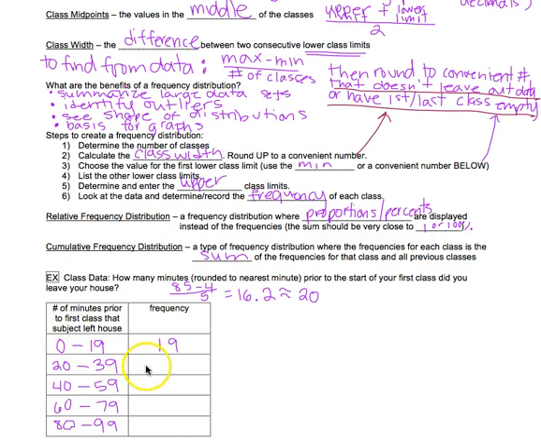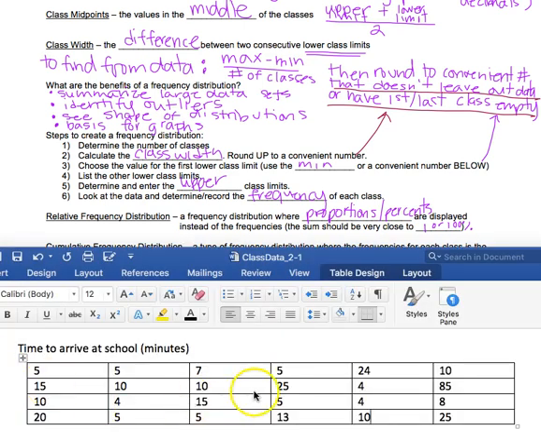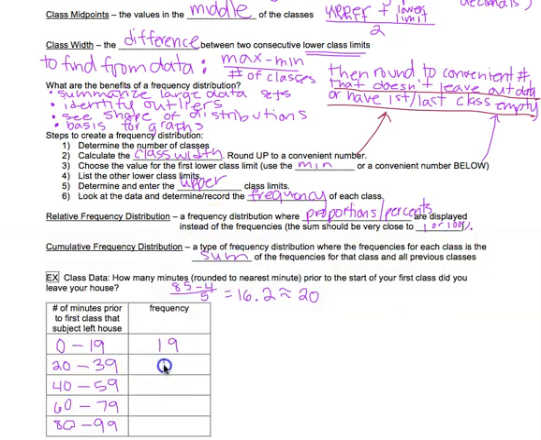So 0 to 19 minutes has a frequency of 19. Now I look for 20 to 39. So 20 to 39, here's one. So 1, 2, 3, 4. So frequency of 4 here.